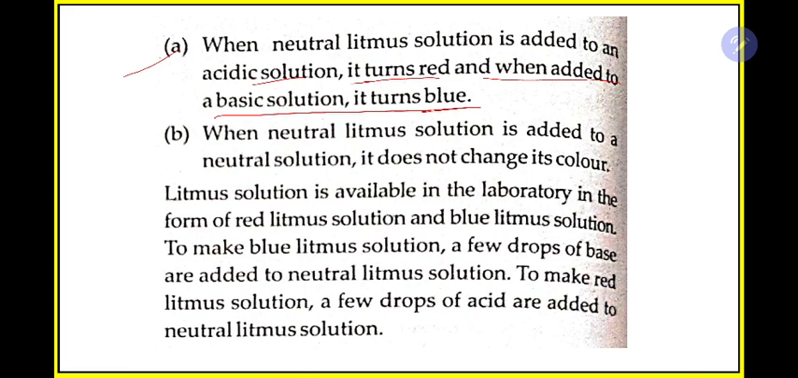Litmus solution is available in the laboratory in the form of red litmus solution and blue litmus solution. To make blue litmus solution, a few drops of base are added to neutral litmus solution. So how are the acidic and basic litmus solutions prepared? If you want to prepare red litmus solution, what will you do? To the neutral solution, you add a few drops of acid. If you add acid, it will become red. So red litmus is prepared, right? If you want to prepare blue litmus solution, how will you prepare it? Take neutral, add base, it will become blue. Very simple. So this is all about your litmus solution.